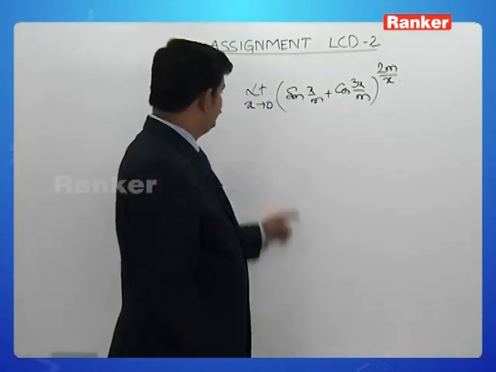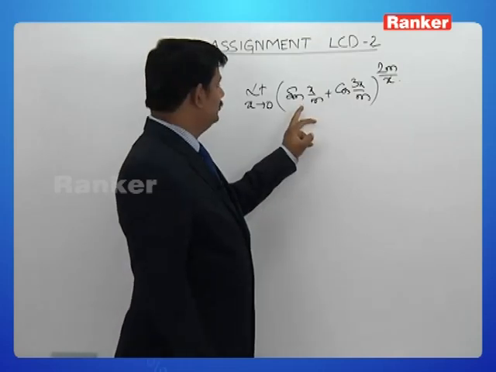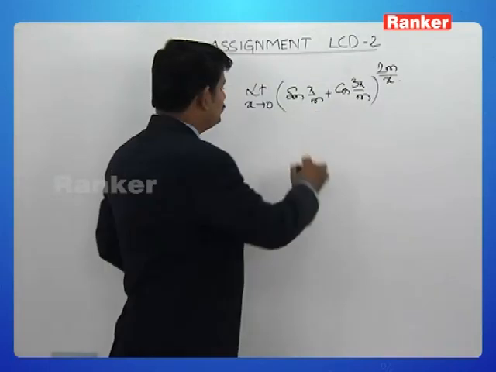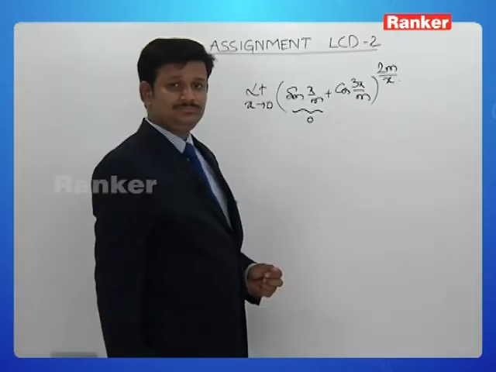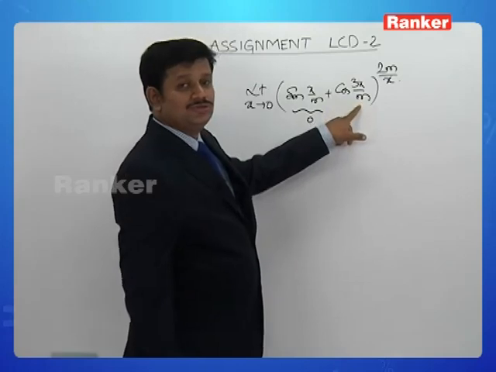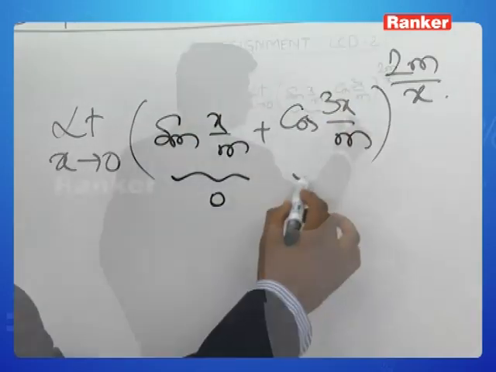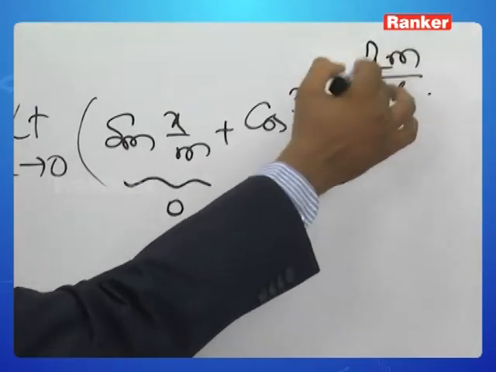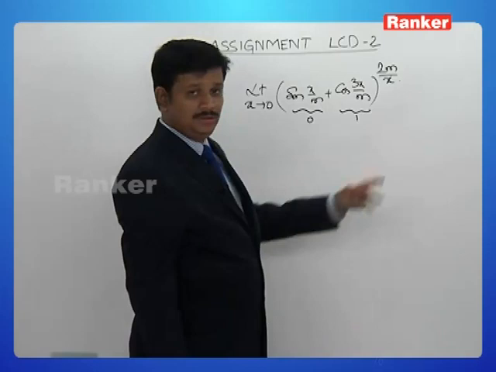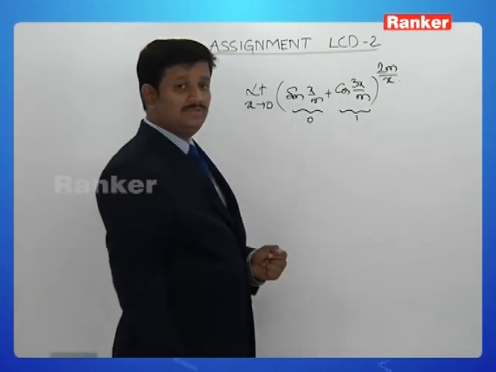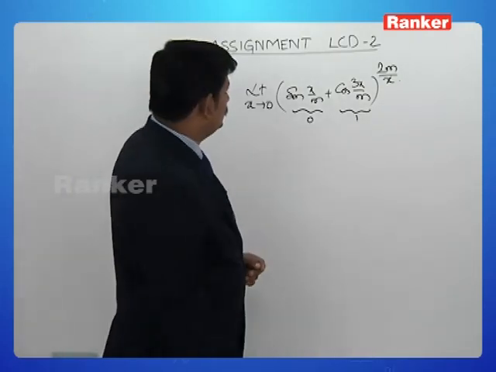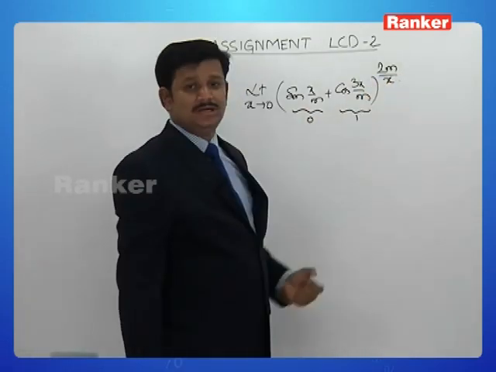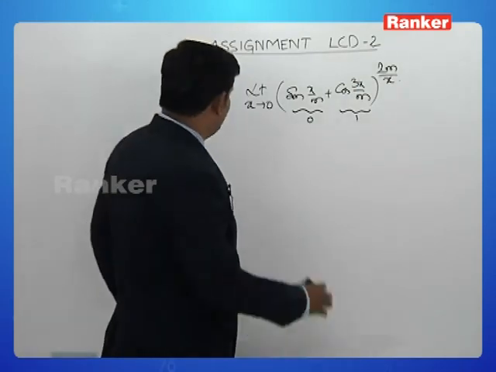Let us see this limit. As x tends to 0, we know x by m also tends to 0, and sin of x by m will tend to 0. So this number is close to 0. 3x by m tends to 0, so cos of 3x by m is close to 1. As x tends to 0, 2m by x is plus or minus infinity, depending on which side x is tending to. This is a 1 power infinity form. The base is tending to 1, the power is tending to infinity.